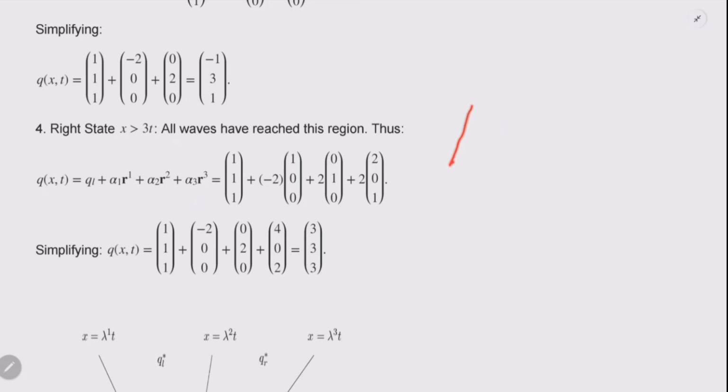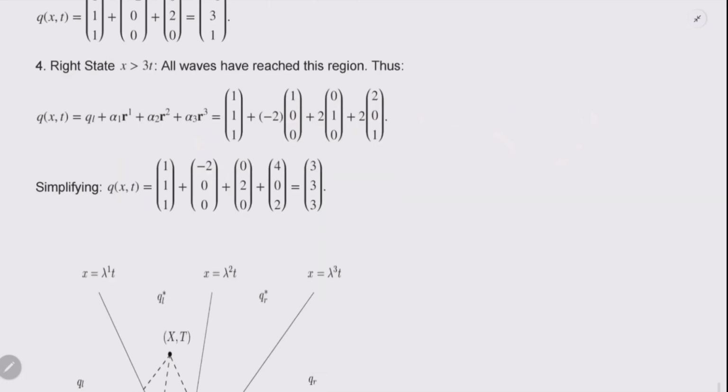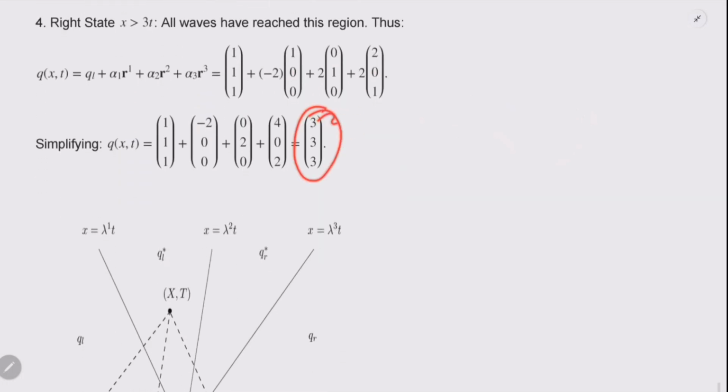Then for x greater than 3t, the solution is coming from three waves. Since we have these three waves and the wave has reached this point, the contribution is coming from all three waves over here. That's why we have all three, alpha 1, alpha 2, and alpha 3, and we also have R as well, R1, R2, and R3. So Q left plus three waves, we get this equation. So Q(x,t) will be equal to this term.